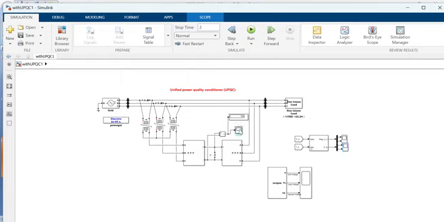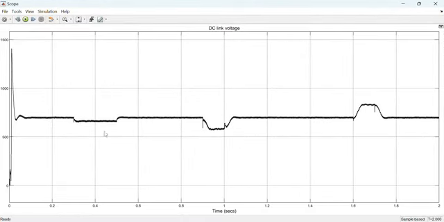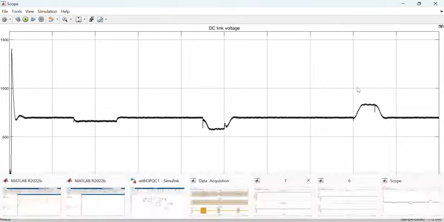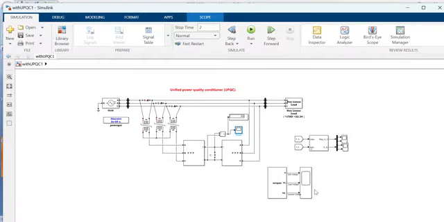This is the DC link voltage. DC link voltage will stabilize both the series and shunt active power filters, and it helps series and shunt active power filters to exchange the power and maintain constant synchronism.